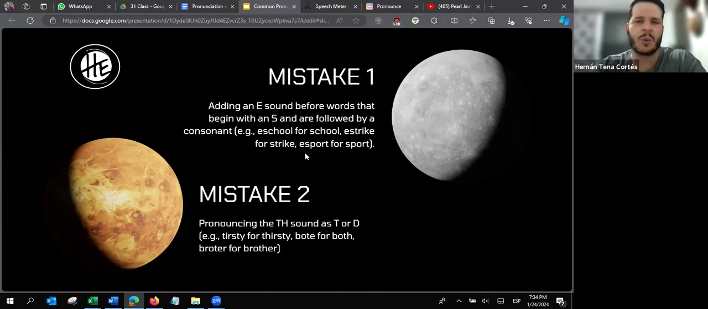And this is because when we speak Spanish, in Spanish we do this. En español, cuando tenemos una S y sigue una consonante, le ponemos la letra E. Y como lo hacemos de manera tan frecuente, es, digamos, inconsciente, que lo hacemos cuando estamos pronunciando en inglés. So we're going to focus on this first mistake, okay?